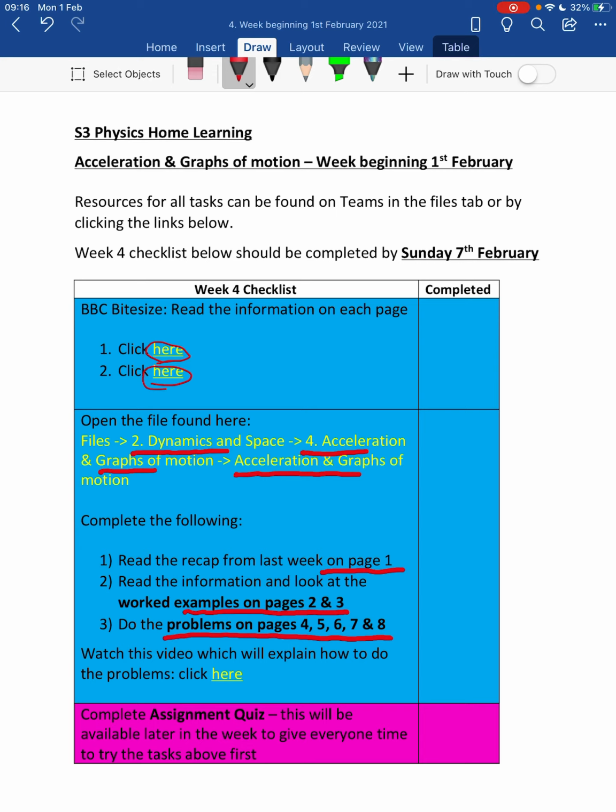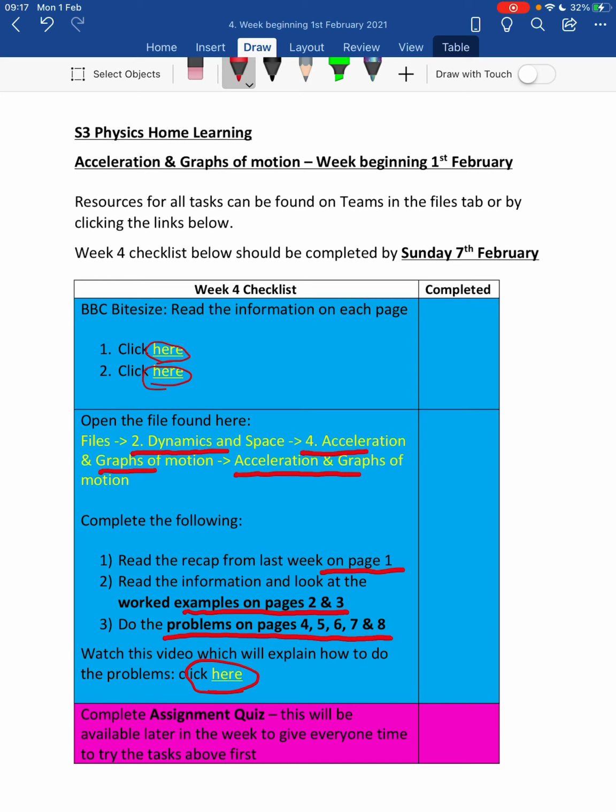The video that talks you through the problems will be on the Teams page and can also be found by clicking the link here. There are more problems to complete than last week, so the final task for this week will be the assignment quiz. This will be available later in the week so that everyone has time to try the tasks above first. You must try the problems first, otherwise the assignment questions won't make sense.